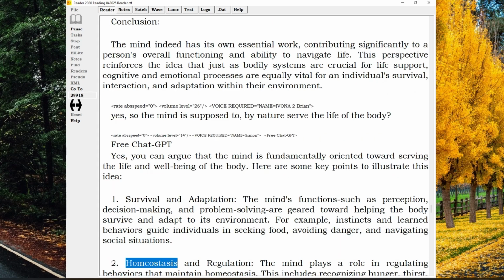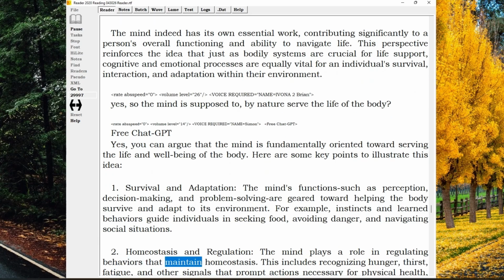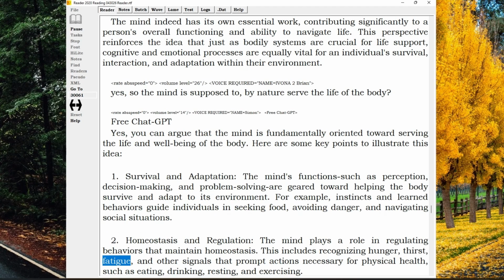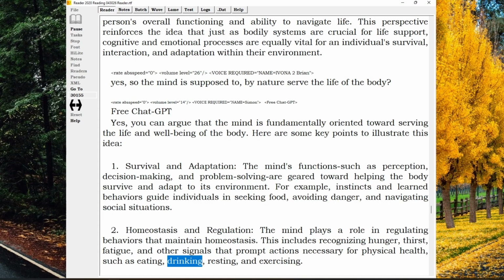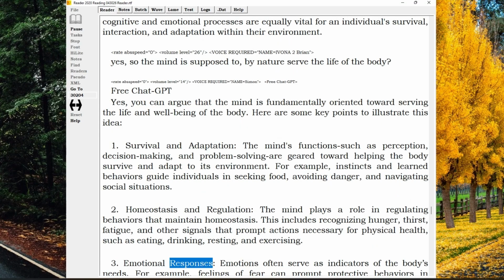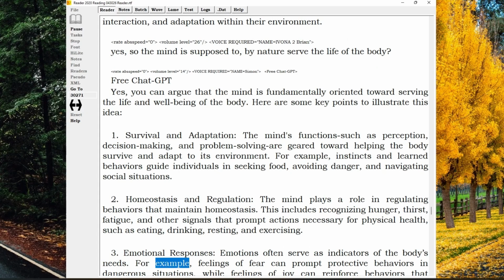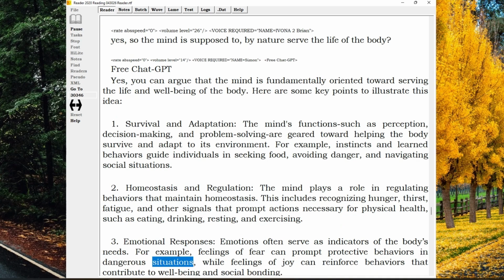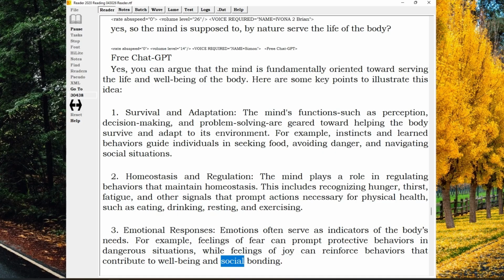2. Homeostasis and regulation. The mind plays a role in regulating behaviors that maintain homeostasis. This includes recognizing hunger, thirst, fatigue, and other signals that prompt actions necessary for physical health, such as eating, drinking, resting, and exercising. 3. Emotional responses. Emotions often serve as indicators of the body's needs. For example, feelings of fear can prompt protective behaviors in dangerous situations, while feelings of joy can reinforce behaviors that contribute to well-being and social bonding.